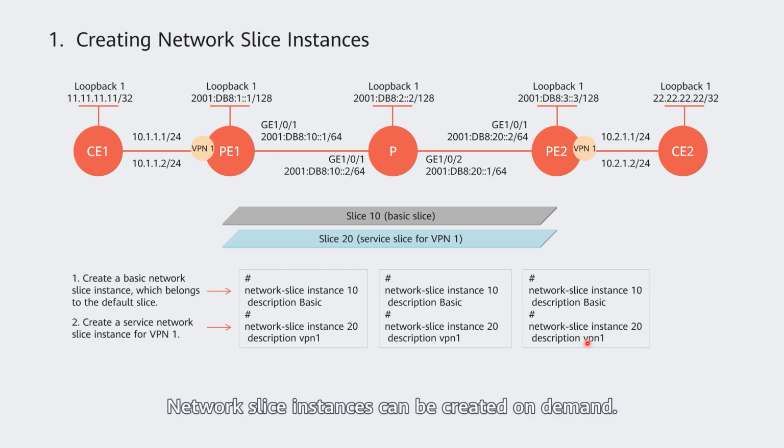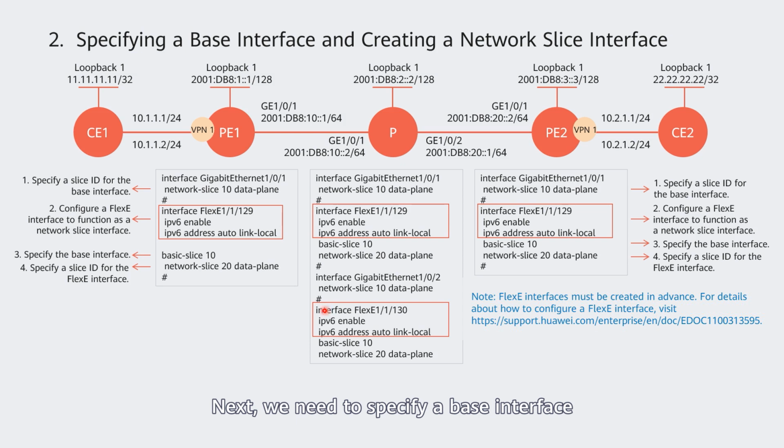Network slice instances can be created on demand. They are identified using slice IDs. How many network slice instances we need to create depends on service requirements. After creating such instances, you can add descriptions to facilitate maintenance. Next, we need to specify a base interface and create a network slice interface. Base and network slice interfaces can be constructed on the same main interface, or FlexE interfaces in the same group.